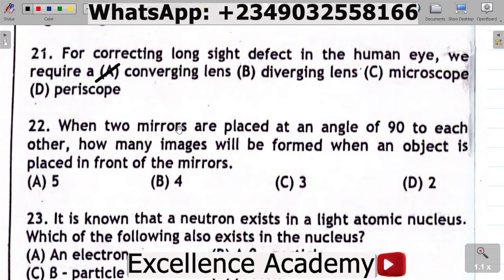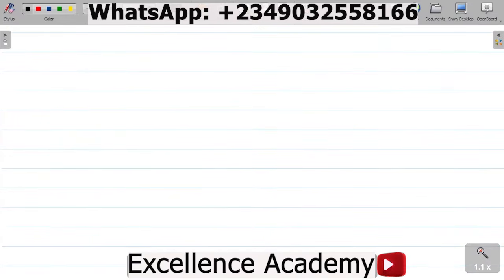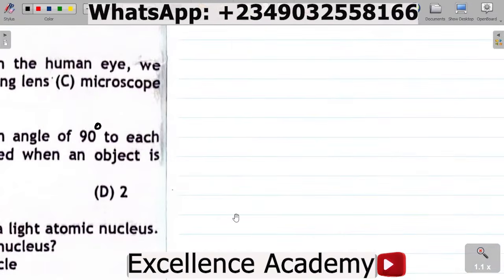Question 22: when two mirrors are placed at an angle of 90 degrees to each other, how many images will be formed when an object is placed in front of the mirrors? So how do we solve this question? The options are A, 5, B, 4, C, 3, D, 2. To solve this question, you need to know the formula.